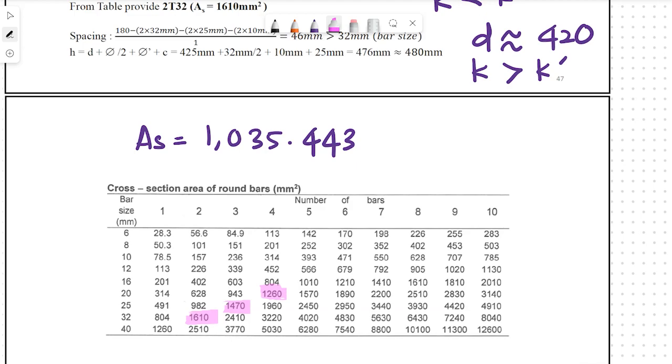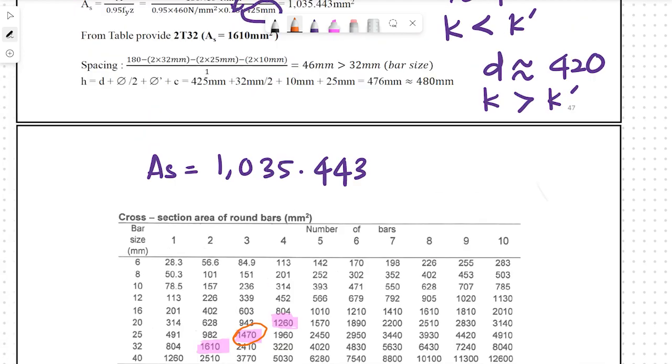Tapi mungkin 2T32 bagi you terlampau berbeza. The AS beza around 600 mm square. Okay, compared to yang lain, kalau you ambil 4T20, it is around 200 mm square, and kalau you ambil 3T25, it is about 400 mm square difference.